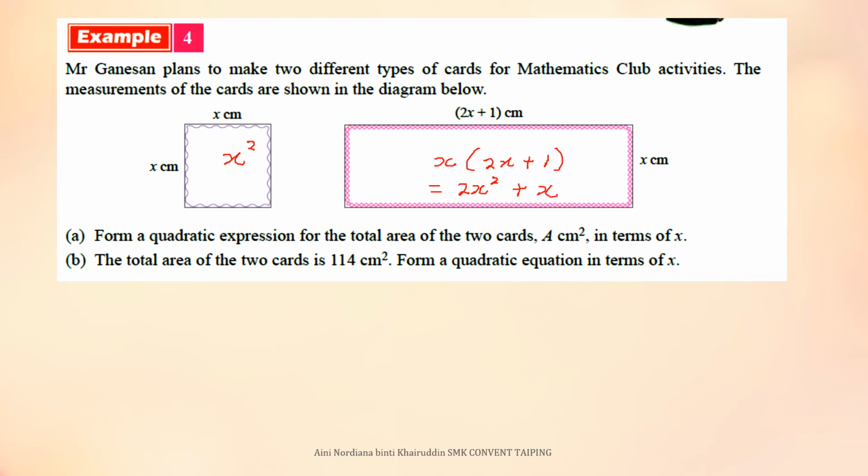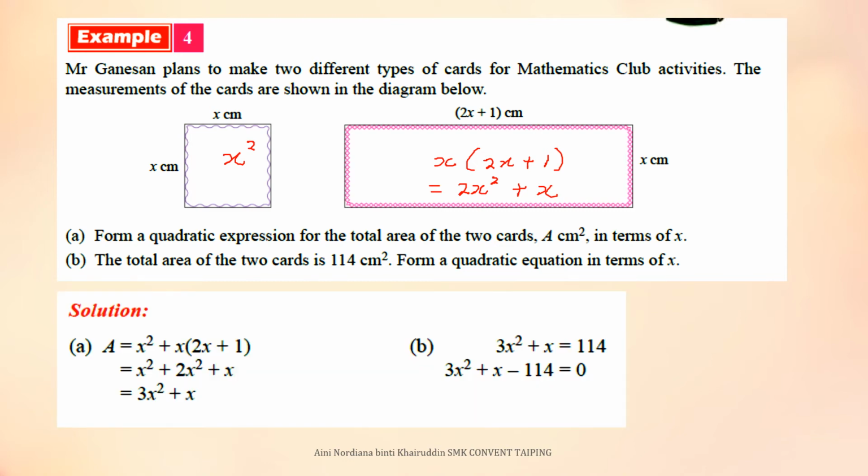So for the total of these two areas, we just add x squared, this one for area A. So this is the area of B. So the total area equals 3x squared plus x.